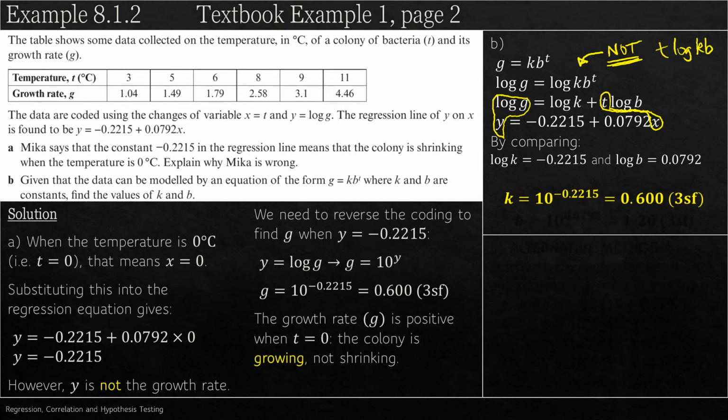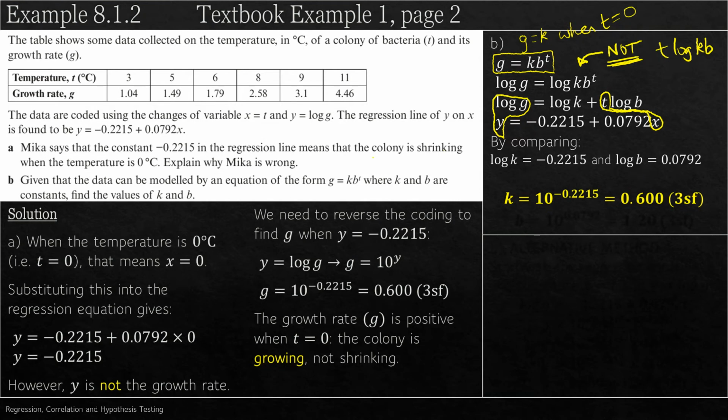It's actually what we found in part A. It's the initial growth rate. And that makes sense because if we go back to this and let t equal 0, g is equal to k. So that makes sense that k turns out to be the initial growth rate we found in part A.